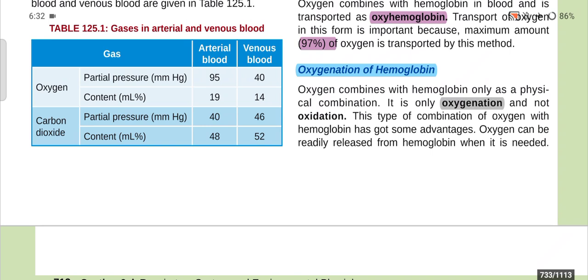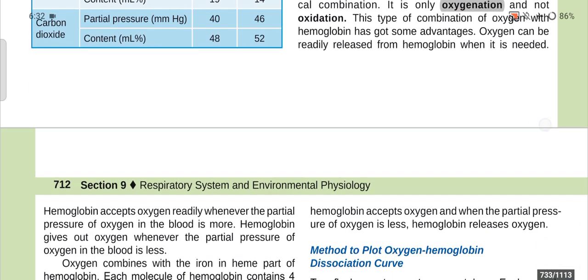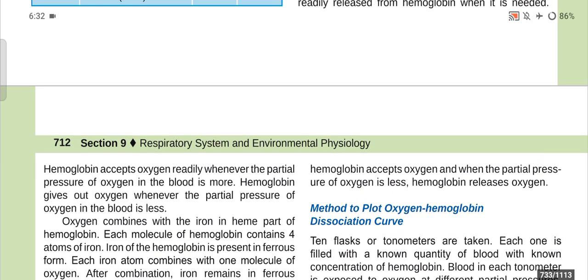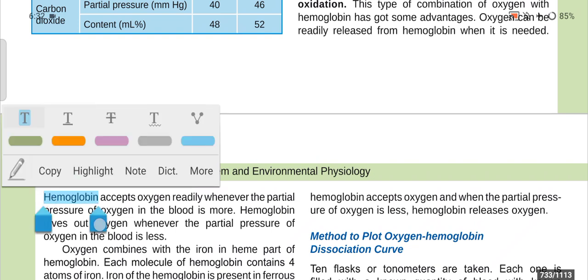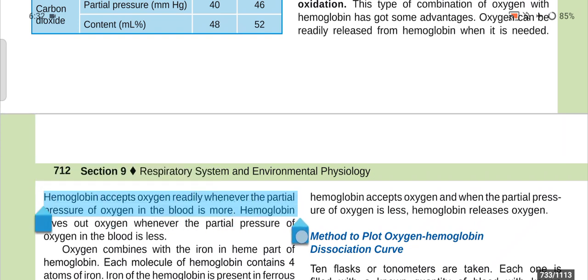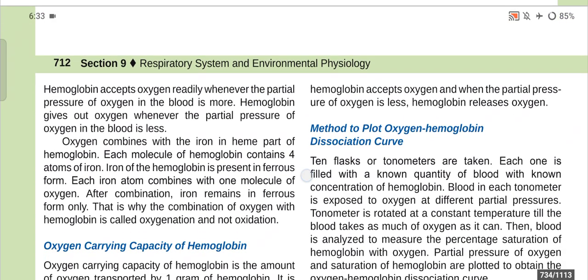Now, this type of combination of oxygen with hemoglobin has some advantages. Oxygen can be readily released from the hemoglobin when it is needed. Hemoglobin accepts oxygen readily whenever the partial pressure of oxygen in the blood is more, and hemoglobin gives out oxygen whenever the partial pressure of oxygen in the blood is less.